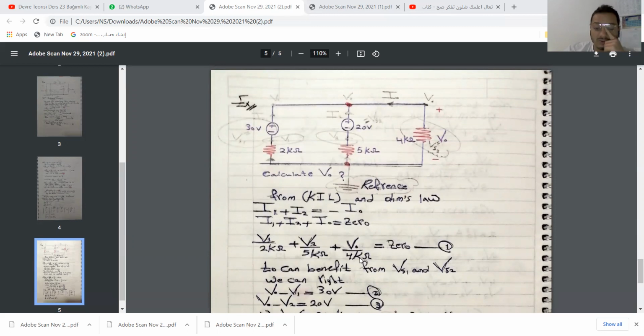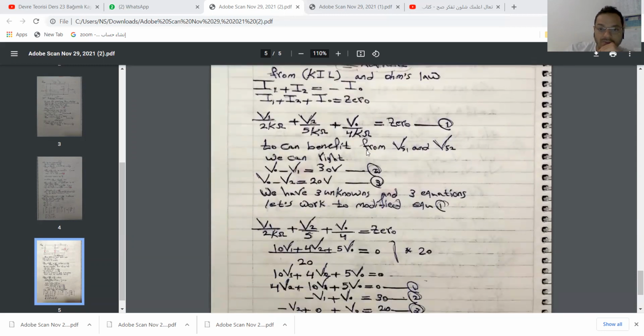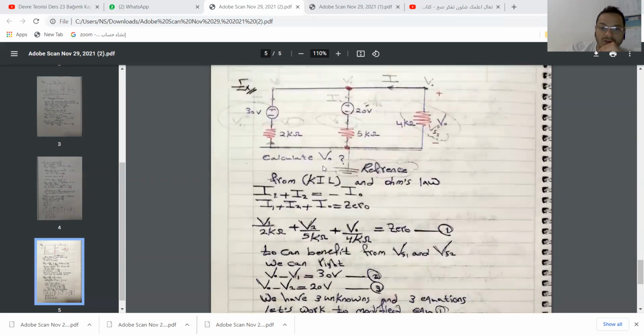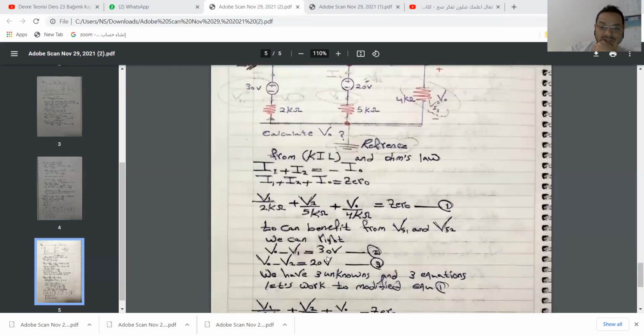From Ohm's law it will be like that, equal 0, to benefit from VS1 and VS2. We will use this trick. V0. That means here V0 with the reference point equal 20 volts equal VS2, and here V0 to this resistance equal, let me show you, to benefit from VS1 and VS2, we can write V0 minus V1. That means V0 minus V1, not with the reference point. I draw this point here to simplify and benefit from VS1, V0 minus V1 equal VS1. V0 minus V1 equal 13 volts.